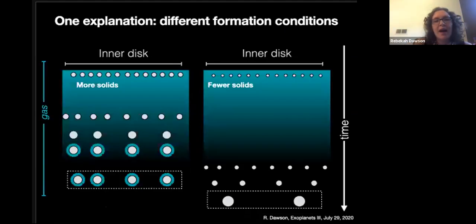So now I'm bringing back this in situ formation cartoon. On the left is the one we looked at before, where planets are able to form while there's still some gas around. Whether that can happen is going to depend on how many solids are available in the region where the planets are forming. Probably these solids have to be brought in from the outer disk.